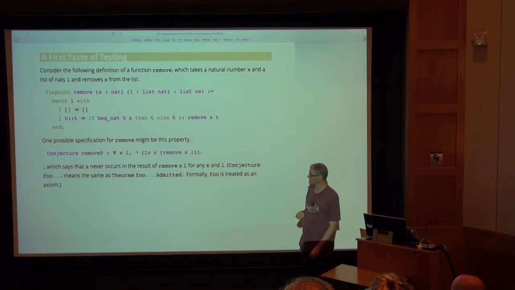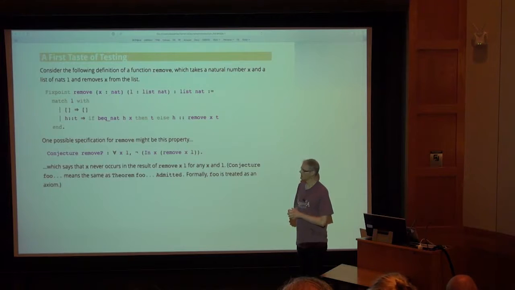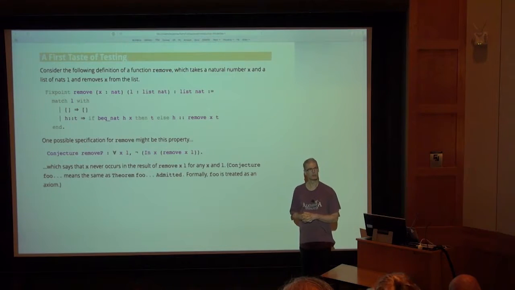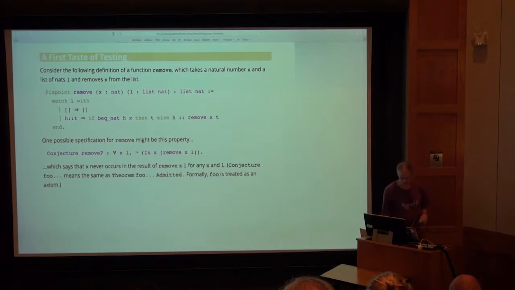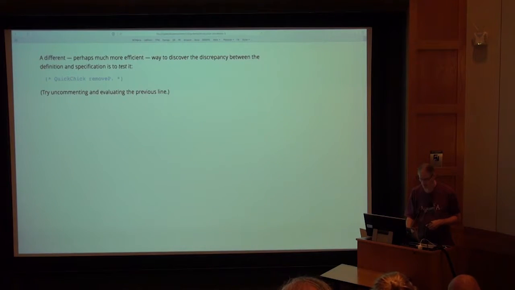The keyword conjecture in Coq means basically the same as axiom. So it says I'm defining a property, but I'm not going to prove it. What could we do instead of proving it? We could check it. Okay, so the property is actually false. You probably all realize that already from looking at the definitions. But in case you didn't, let's find out why.